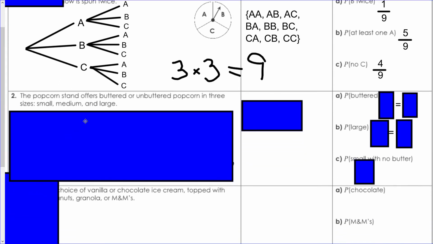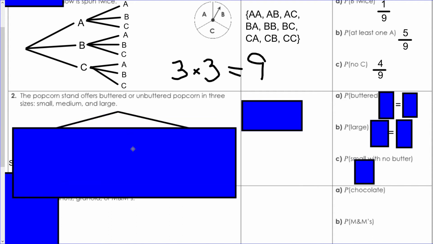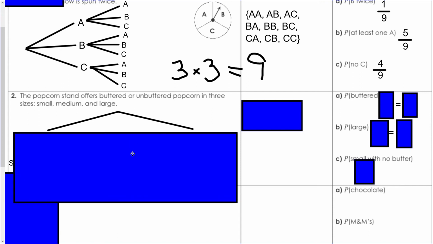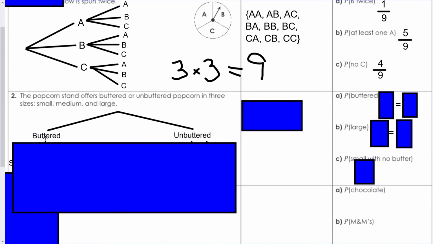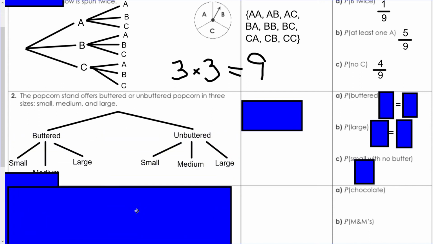We'll do one more, and then you'll be off to the races to finish the rest of the chart that I included. So a popcorn stand offers buttered or unbuttered popcorn, so that's 2 options, in 3 possible sizes, small, medium, and large. So you've got 2 options for your first choice, 3 options for your second choice. So this time I did the tree downward for no particular reason, just to show you that you could. So your first choice is buttered or unbuttered, and your second choice is small, medium, and large, and small, medium, and large for buttered and unbuttered.